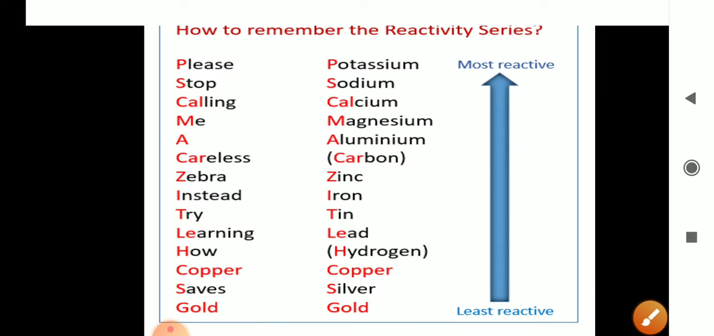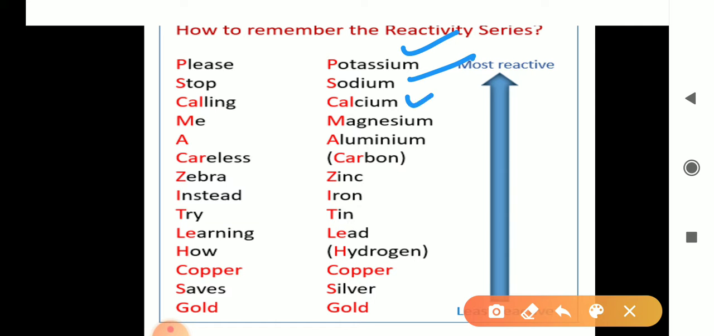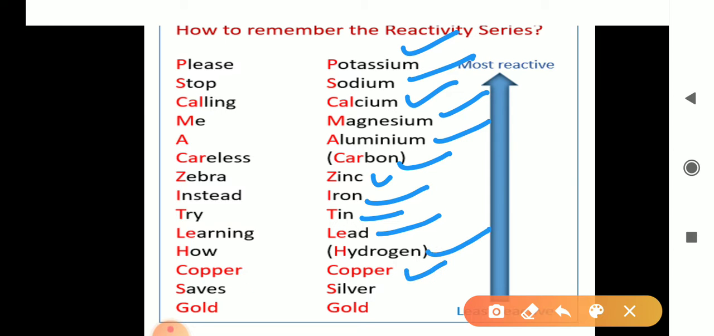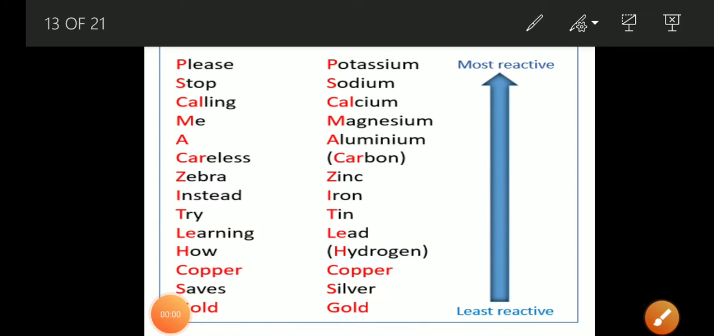Once again see, P for potassium, S for sodium, Ca for calcium, M for magnesium, A for aluminium, and Ca is carbon, zebra for zinc. Instead, I for iron, T for tin, Le for lead, hydrogen, copper is copper, saves silver, then gold, and the last is platinum. You can add platinum also. Okay, last once again: please stop calling me a careless zebra. Instead, try learning how copper saves gold and platinum.